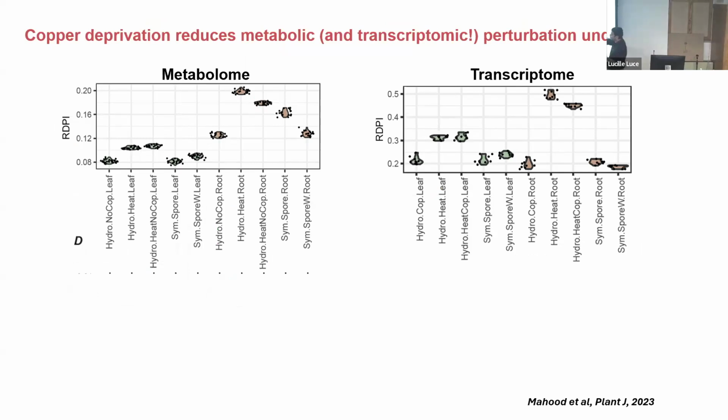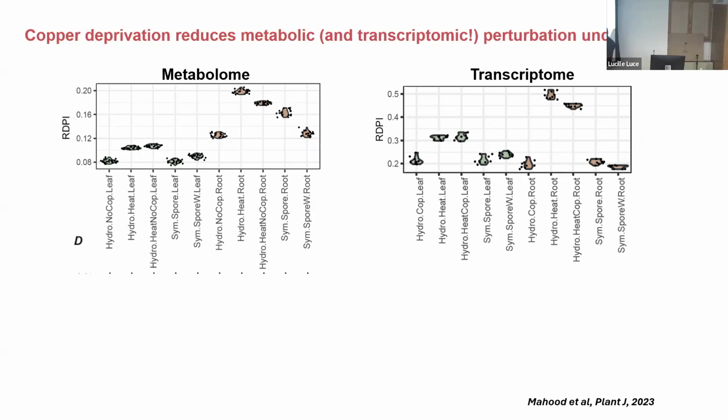Here I'm showing a metric called RDPI, a relative distance plasticity index. It basically measures how much the entire metabolome is changing, up and down together combined. How much is it changing in response to a given condition compared to the control? The first 5 columns are the leaves, and the next 5 columns are the roots. And the same thing for the transcriptome. The leaves don't change much. Overall, the metabolome doesn't change much under the different conditions. But roots, it changes quite a bit.